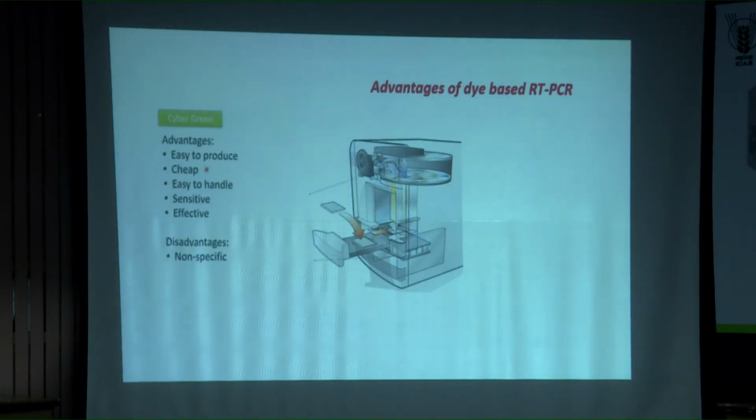This is a little bit of the advantages of this dye-based method before we move on. It is very easy to produce because all you need is a typical PCR mixture. You have to add only SYBR Green or any of the variants which I already told. It's very cheap, easy to handle, sensitive, effective, and of course the disadvantage which I already highlighted, it is non-specific. And this is a camera which is kept on. This is a PCR machine which is at the bottom.